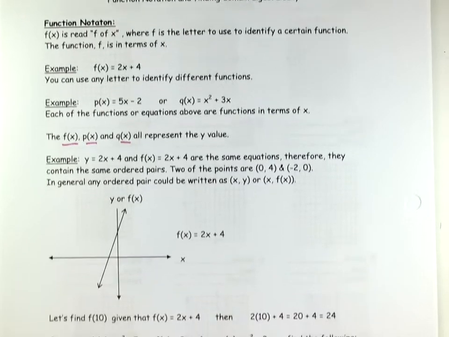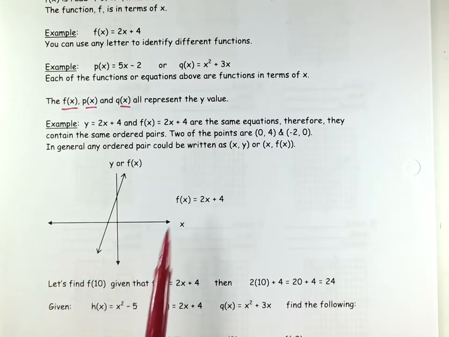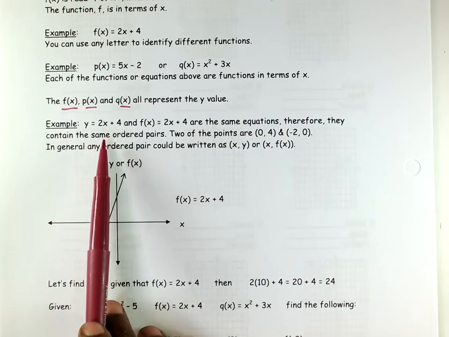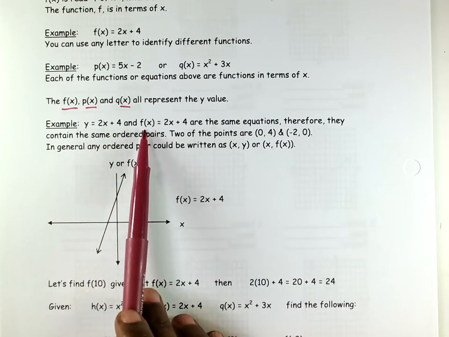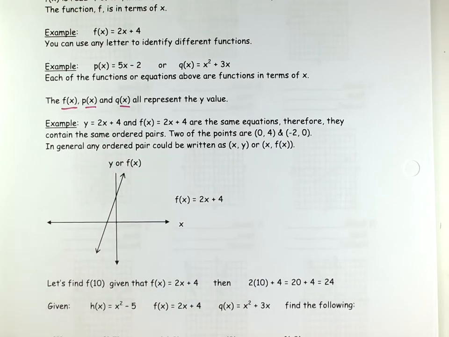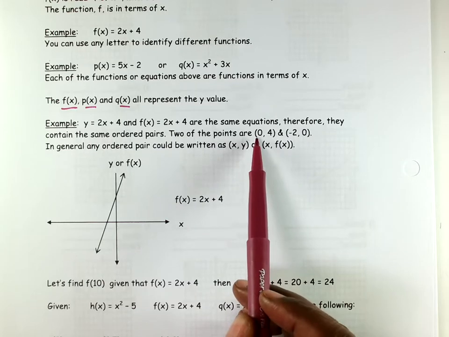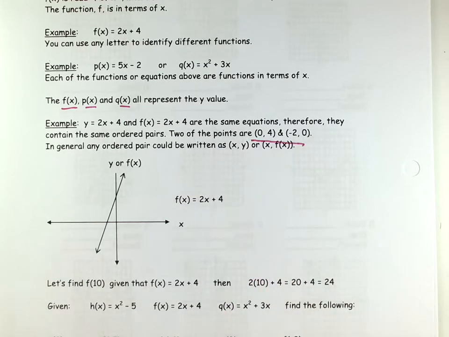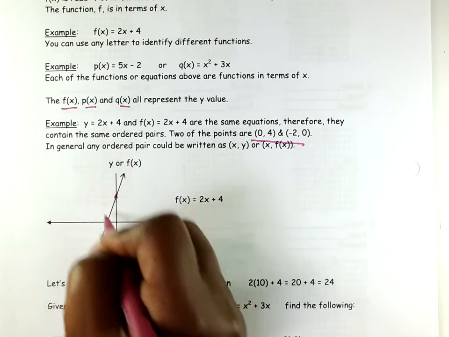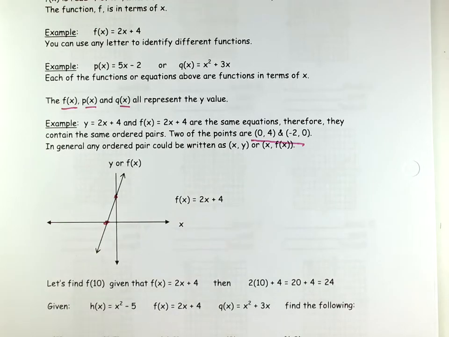So for our example, we have y equals 2x plus 4, and that's the standard form for the equation of a line. And then we have it rewritten as f of x equals 2x plus 4. These are exactly the same equations. It's just one is written in function notation and the other one is using the y. So if we have two of the points, and I just have the x and y intercepts here, so 0, 4 and negative 2, 0, that's where these 2 points are on the graph.